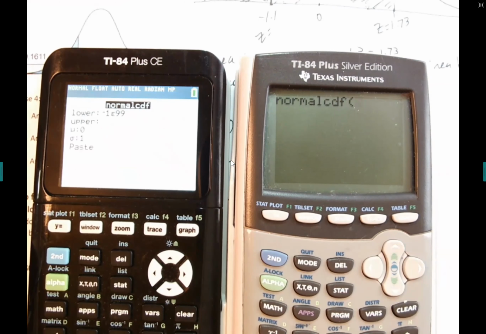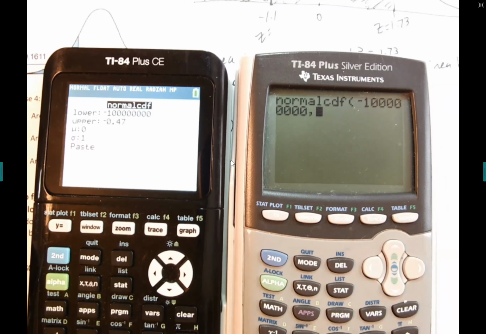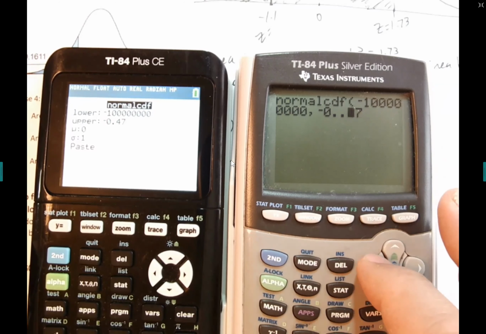You see, it's asking you for the lower bound. We agreed we're going to put -1 million. Then here I'll enter -1 million. Put a comma. Here, no need to put a comma, just press enter or scroll down. Upper, guys, we agreed it's -0.47. Mean is 0 and standard deviation is 1 when you work with Z. Here you have to include it. Oops, I put a dot a couple times. That would have been a mistake.